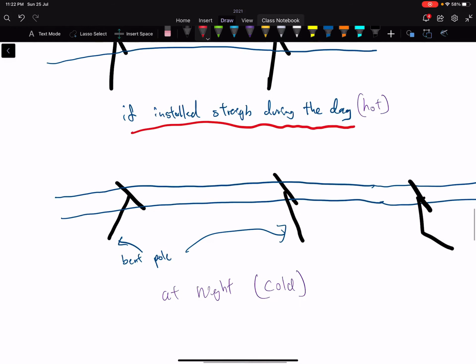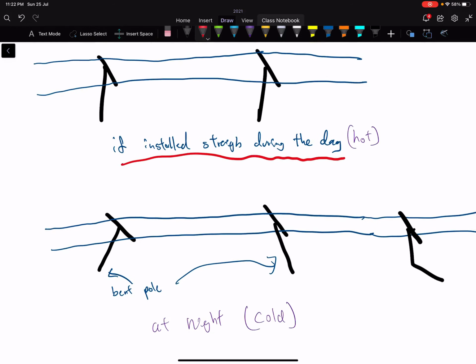At night, these wires will want to contract, okay? So they pull against each pole, and what happens? You get the pole bend towards wherever the wire contract.